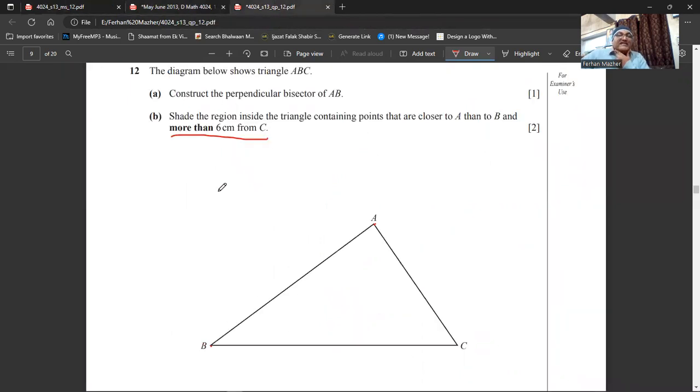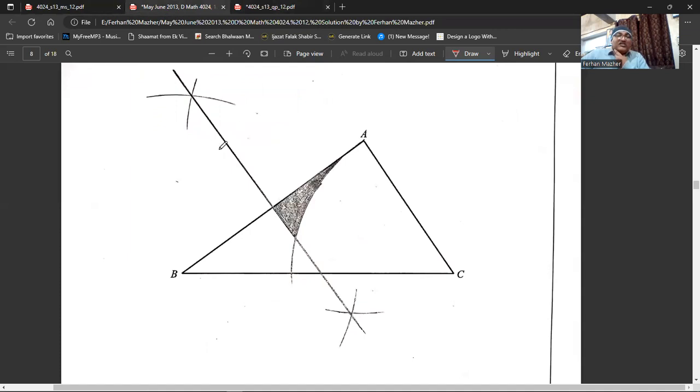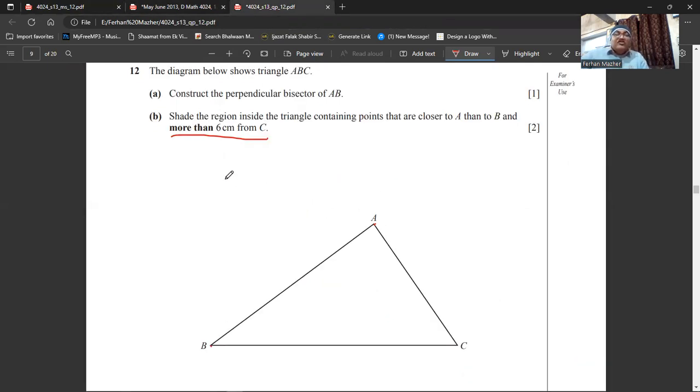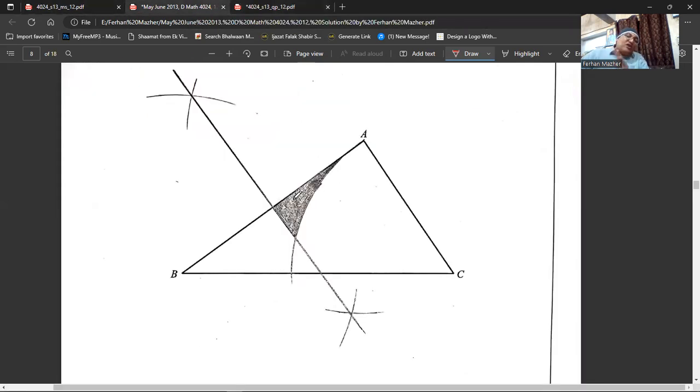Now about the shading, they say shade this region inside the quadrilateral. So you have to remain inside. Sorry, I said quadrilateral, it's triangle. So you have to remain inside the triangle and it will be closer to A than to B. This is the perpendicular bisector, so you have to remain close to A. And then they say it is more than 6 centimeters from C, so you have to remain outside this circle. So this area will be shaded, which I have shaded.